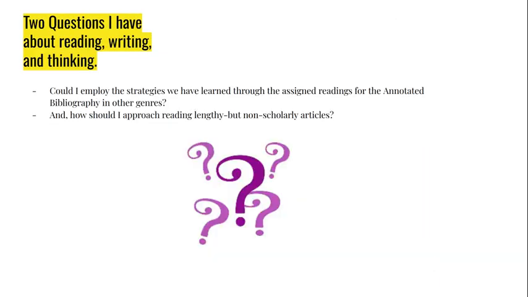Lastly, the two questions I have about reading, writing, and thinking are: could I employ the strategies that we have learned through the assigned readings for the annotated bibliography in other genres? What I mean by this is, in one of the articles by Karen Rosenberg, she provides strategies for reading scholarly articles, and I was wondering if we can apply that to other genres. And if not, how should I approach reading lengthy but non-scholarly articles?